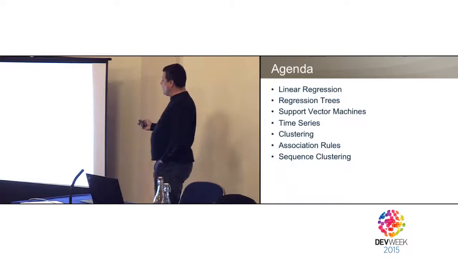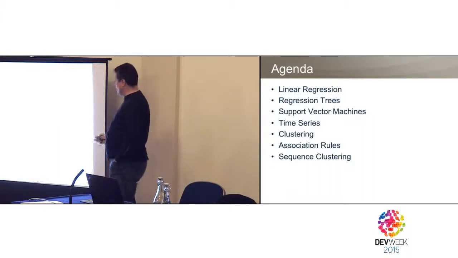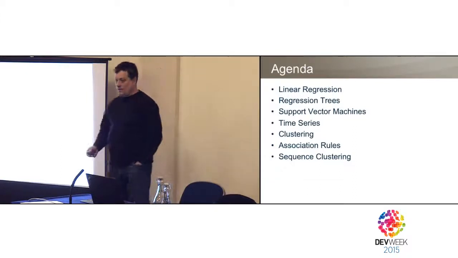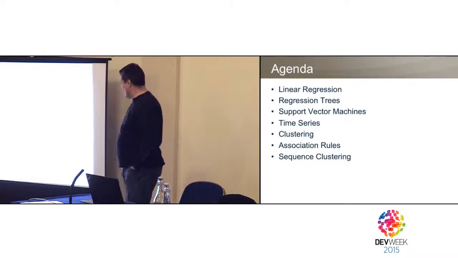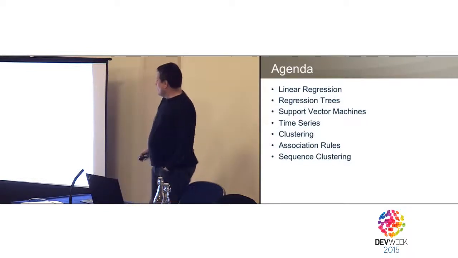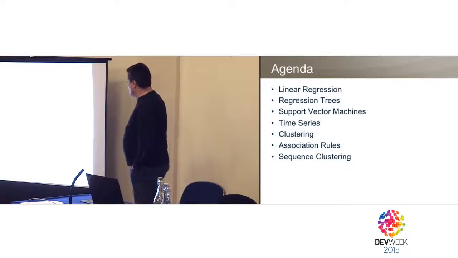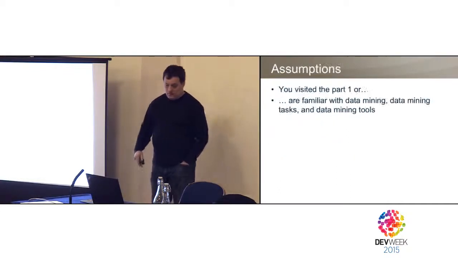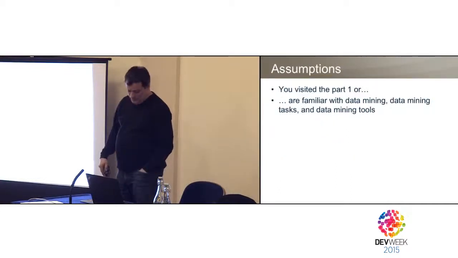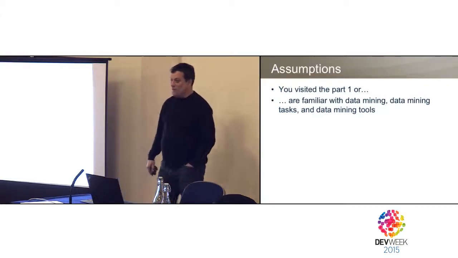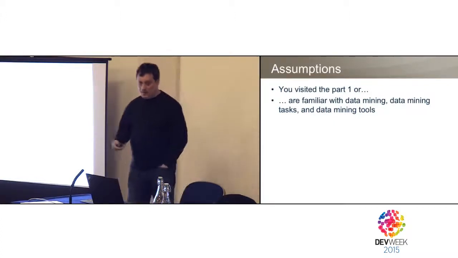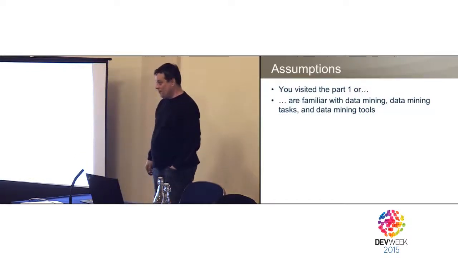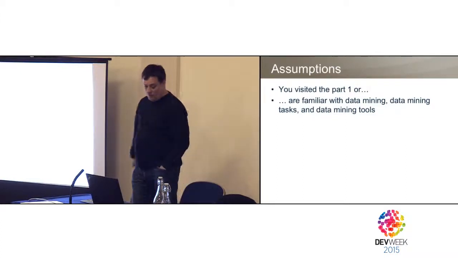So in the second part, I'm going to describe estimation algorithms, linear regression and regression tree. One more kind of a predictive or classification algorithm, support vector machines. Time series, different clustering algorithms, association rules, and sequence clustering. So a lot of work to do, but I assume that either you visited part 1 or are already familiar with the definition of data mining, so I'm skipping the introduction, which took me like 1/3 of the presentation in the first part, so we can focus directly on algorithms.